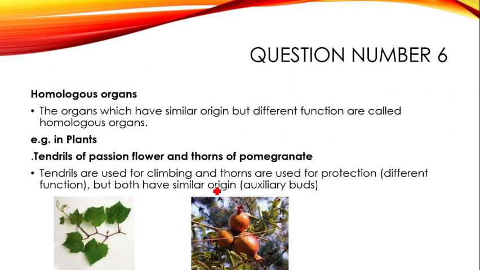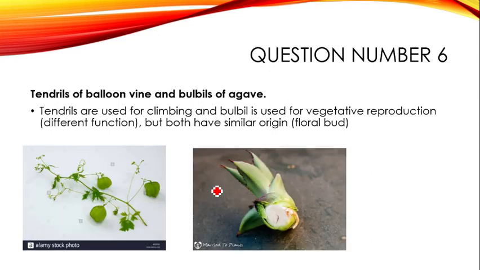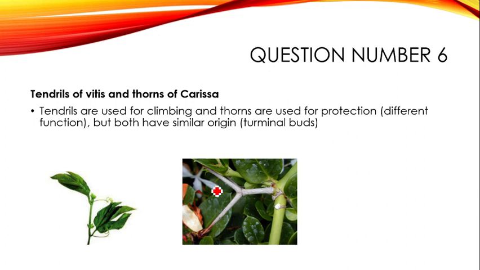Then homologous organs. Homologous organs, you already know, have a similar origin but different function. Organs that have a similar structure or origin but different function are called homologous organs. Example: tendrils of passion flower and thorns of pomegranate. They both have a similar origin but different function. Then tendrils of Vitis and thorns of Carissa have a similar origin but different function. Here tendrils are used for climbing, thorns are used for protection, but both originate from the same structure. Hence those are also homologous organs.